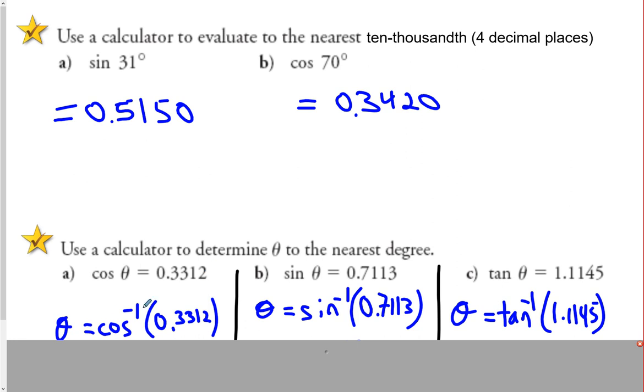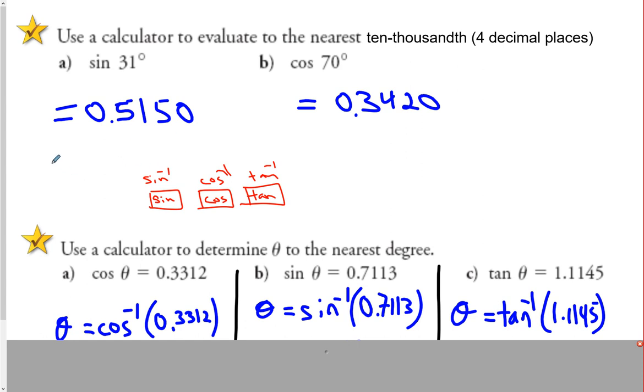So I'm going to use my inverse cosine button. On your calculator, you're going to need to look for, usually you've got three buttons, and they say sine, cos, and tan. This is how most of them look. And then above the buttons, it'll usually say sine inverse, cos inverse, tan inverse. It's got that little -1 symbol.